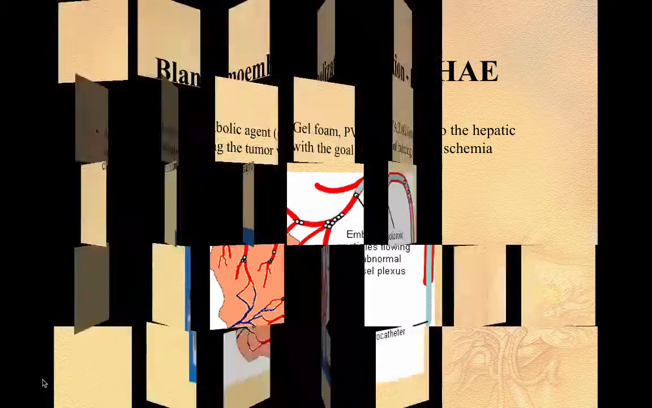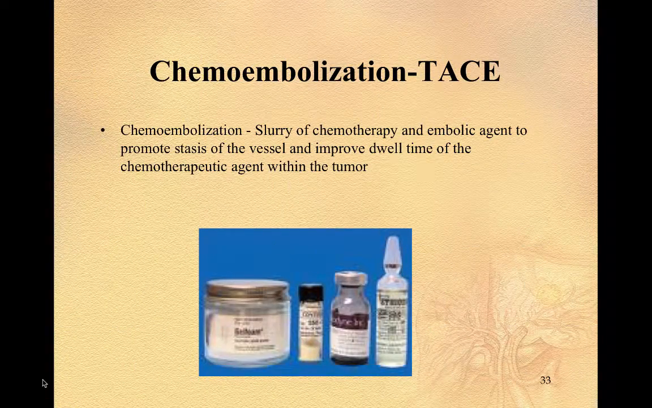A lot of the original papers were done with just bland embolization. Then they thought, if we can mix chemotherapy along with bland embolization, it will block off the blood supply. It will give the chemotherapy a longer time to dwell in the area of the tumor because it's not just rushing away, which the thought was that would help improve outcomes. There are different chemotherapeutic agents that people are using.